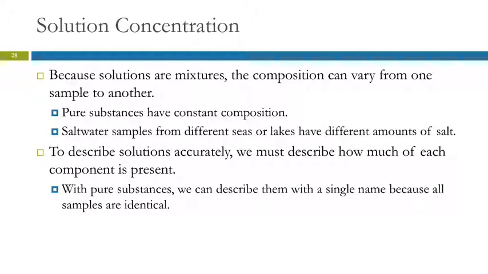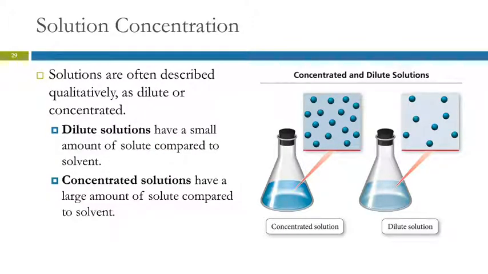The composition of a mixture can vary, and so when we talk about solutions, we need to describe how much of each component is present. We can't just use a single word, such as salt water. Well, I guess that would be two words, but we have to describe the relative amounts. We can do this qualitatively using the words dilute and concentrated, and these mean the same thing they do in everyday life. A dilute solution is going to have a smaller amount of solute, and a concentrated solution is going to have a larger amount of solute.